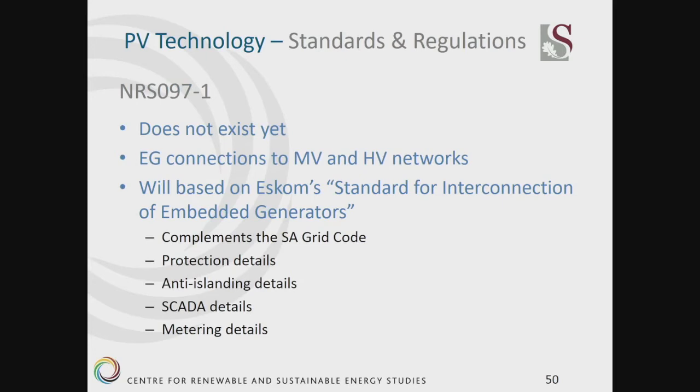Then we have NRS 097-1. This actually does not exist yet, and it should describe the embedded generation connections to medium voltage and high voltage networks. This will be based on the Eskom standard for interconnection of embedded generators. This is a standard that currently does exist. It complements the SA grid code, and it gives the protection details, the anti-islanding details, the SCADA details, and the metering details that is required.